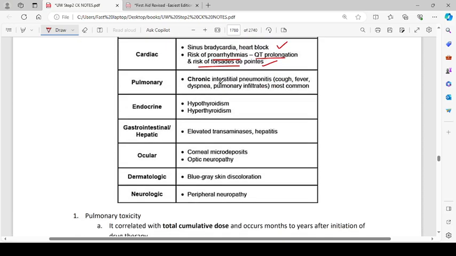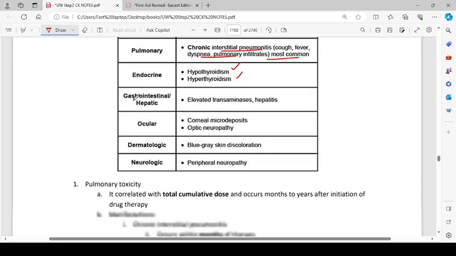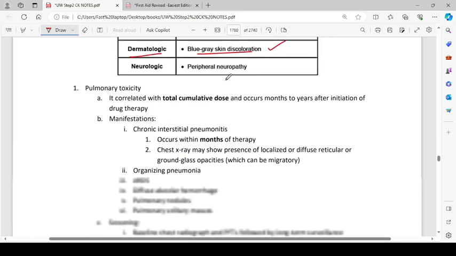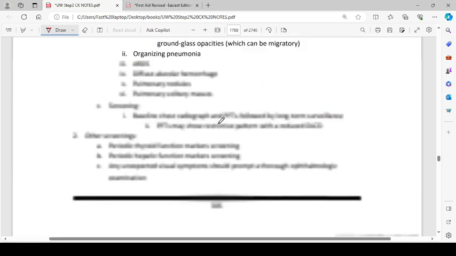Pulmonary side effects include chronic interstitial pneumonitis, cough, fever, dyspnea, and pulmonary infiltrates are most common. Endocrine causes include hypothyroidism and hyperthyroidism. Gastrointestinal and hepatic causes include elevated transaminases and hepatitis. Ocular, these are not causes, these are gastric side effects. Yeah, so ocular effects include corneal microdeposits and optic neuropathy. Dermatologic manifestations include blue-gray skin discoloration, and the neurologic manifestations include peripheral neuropathy.